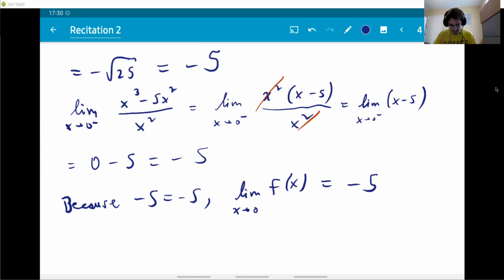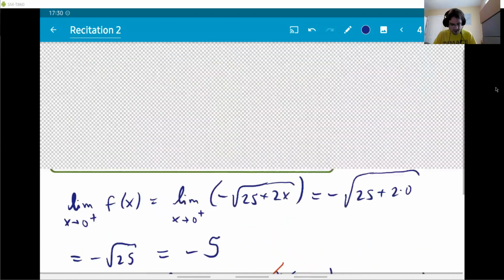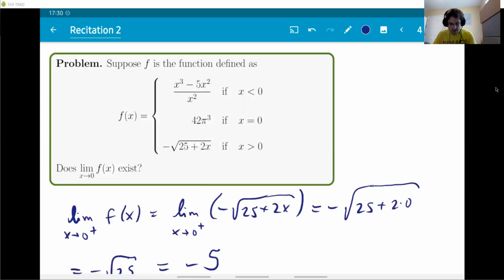Okay, so what is happening with this function? If you think about its graph, the value at 0 is the crazy number 42 pi cubed, wherever that is. That's irrelevant. But both of the functions on the left and on the right are converging to the number -5. On the right side, it is this negative square root function. So it's going down, something like that.